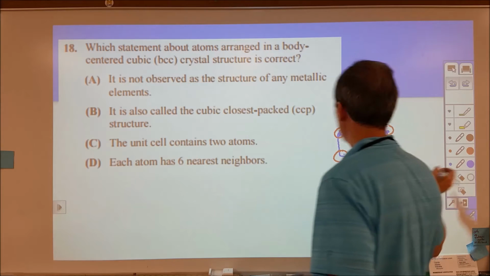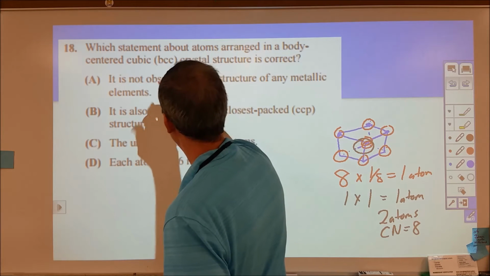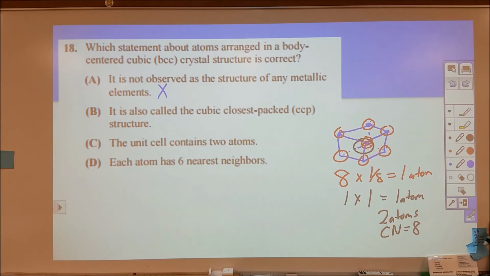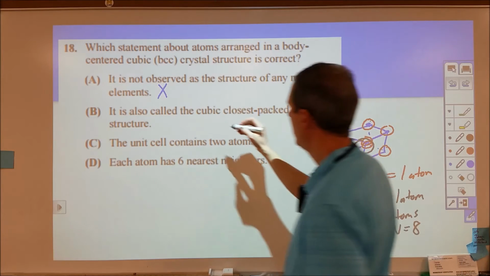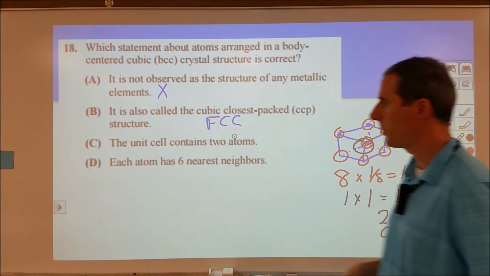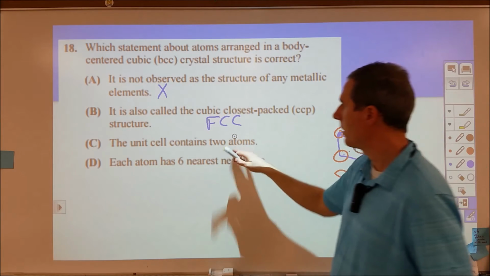So if we go through and look at our choices here, it's not observed as the structure of any metallic elements. That's false. There are not many, but there are some. It's also called cubic close packed. That is a name that means the same thing as face-centered cubic close packed, and there's hexagonal close packed as well. And then the unit cell contains 2 atoms.